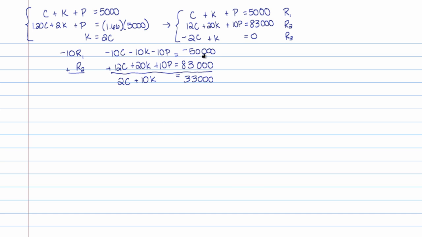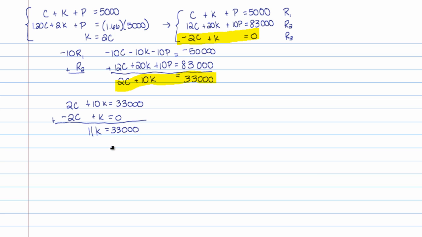So now I have an equation involving only c's and k's, and I have another equation right here that involves only c's and k's. So now I'm ready to group those two together and start a whole new system of equations here. And this whole new system is going to be very easy for us to solve because it has this beautiful property where I could just add them up and the c's will cancel. I'll get 11k is equal to 33,000.